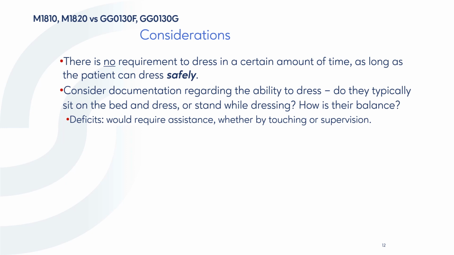You want to consider documentation regarding the ability to dress. Do they typically sit on the bed and dress, or do they stand while they're dressing? How's their balance? How's their vision? Look at any deficits they may have. Do they require assistance because of that, whether it's by touching or supervision? It could just be saying something in order to keep someone safe. So again, always a reminder, assistance does not necessarily mean someone has to physically be involved in that task. It could be just supervision or verbal cueing.